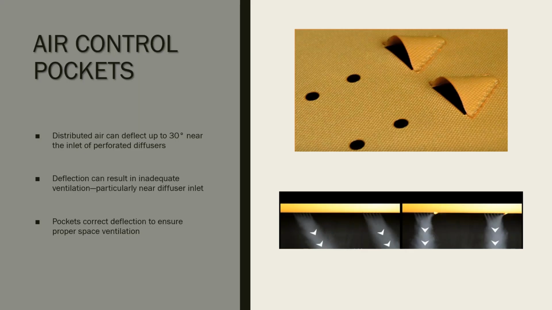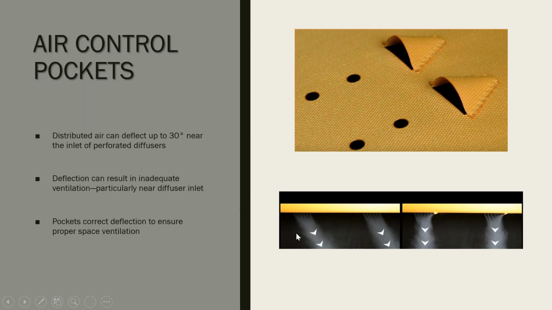Then there's textile air control pockets. With the standard perforations, when the air is traveling through the duct, and I usually do this presentation in person, so it's kind of hard for me to describe, but if you look at that bottom picture, you will see the air deflecting towards the end cap. If the inlet is on the left-hand side, you see the air is bending. That can happen when you have high velocity in the duct.